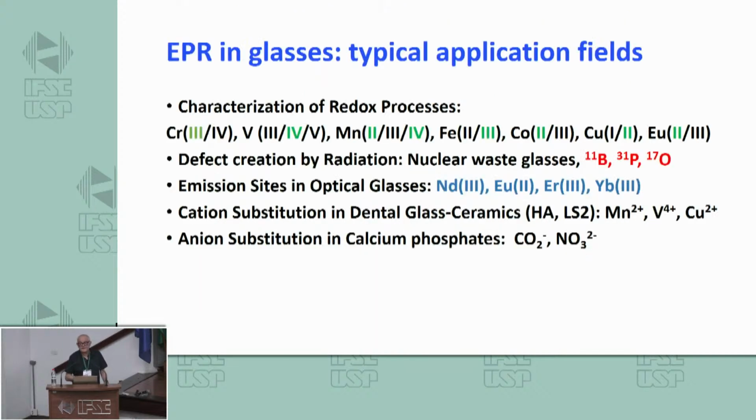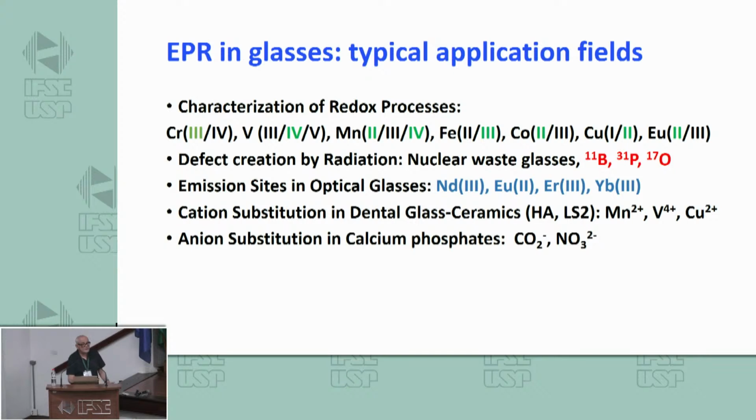So what are the application fields? We talk about EPR in glasses. The characterization of redox processes is very important. So chromium, I always show the oxidation state as detectable by EPR in green. So chromium 3, if there's a chromium 3, chromium 4 equilibrium, you can detect that. Vanadium 3, vanadium 4, vanadium 5, that's an important one. Manganese 2 and 4 are observable, manganese 3 is not, because it has an even number of unpaired electrons.